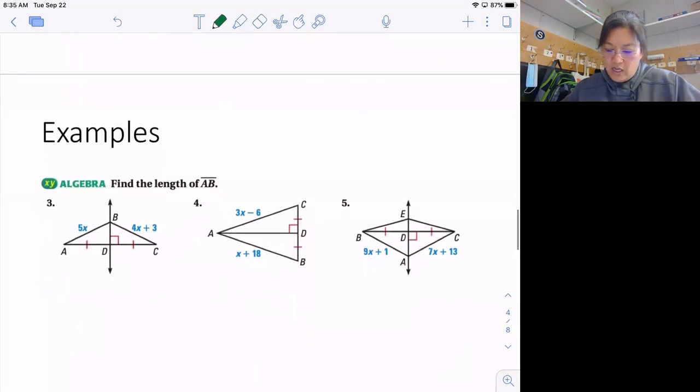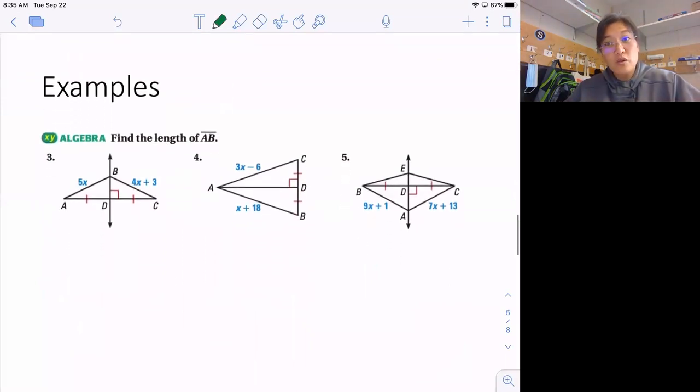Let's do one of these. Which one do you want to do? 3, 4, or 5? Awesome. I like number 4 as well. So AD is perpendicular to CB. There's my symbol. AD and CB are perpendicular. I know AD is a bisector because CD and DB are equal to each other. So therefore, point A is equidistant from the endpoints.